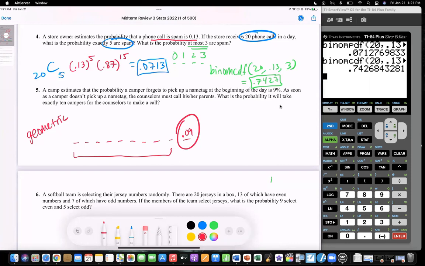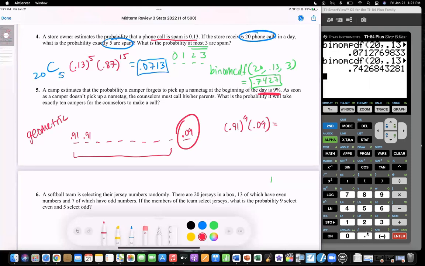So these 9 didn't forget the name tag, right? If it's a 9% chance they do forget the name tag, that means it's going to be a 91% chance that they don't forget the name tag, right? So we want the 91%, I'm not going to write it, but we want that 9 times. So I could do 91, we want 9 of those, and then finally that 10th person is the one that forgets. Okay, so this is my geometric formula.